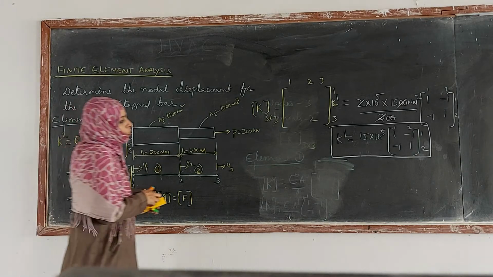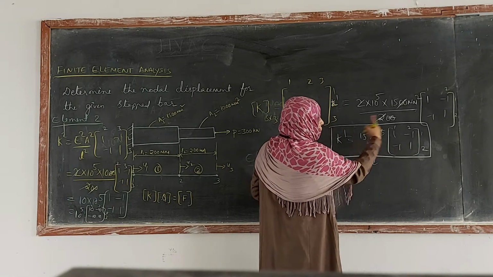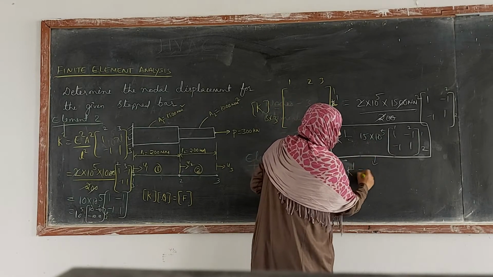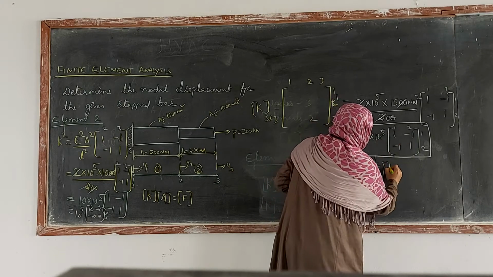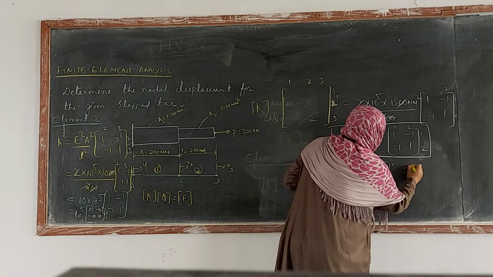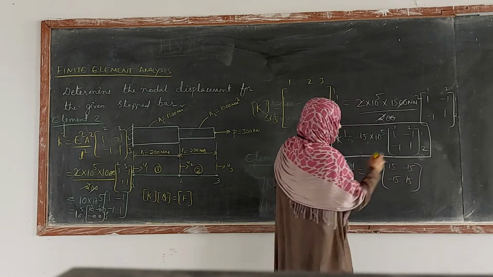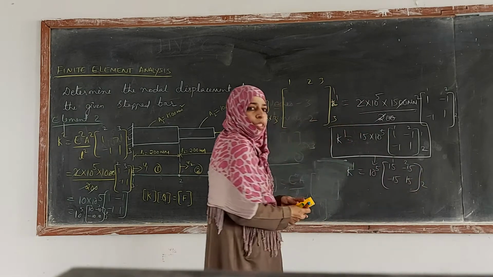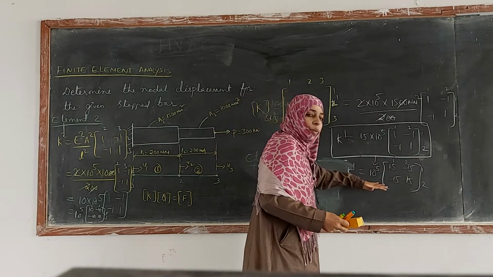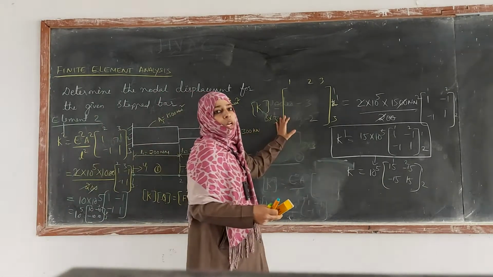And in element 1, also for ease of calculation, we can take this 15 inside, with 10 to the power of 5 outside. Here we take 15 inside: 15 minus 15 minus 15 15. So the shading nodes are 1 2 1. So we have the element stiffness matrices of element 1 and element 2. Now we can go for the globalization of the element stiffness matrix.